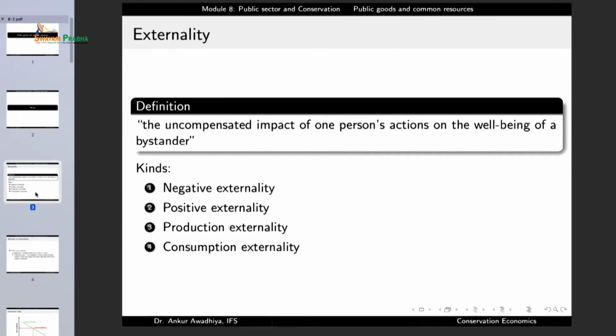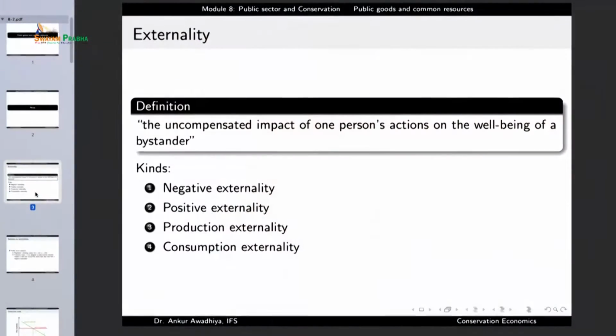So, externality is the uncompensated impact of a person's actions on the well being of a bystander. So, somebody is doing something, but that action is also impacting other people who have got nothing to do with that decision or that action, and they are also not getting compensated for those impacts. In that case, we say that it is an externality, and it is of four kinds. You can have negative or positive externality. In the case of negative externality, the bystander is negatively impacted. In the case of positive externality, the bystander is positively impacted. That is, he receives a benefit. Production externality occurs when the actor is producing something, such as a mining industry, and consumption externality occurs when the actor is consuming something, such as a polluting vehicle.